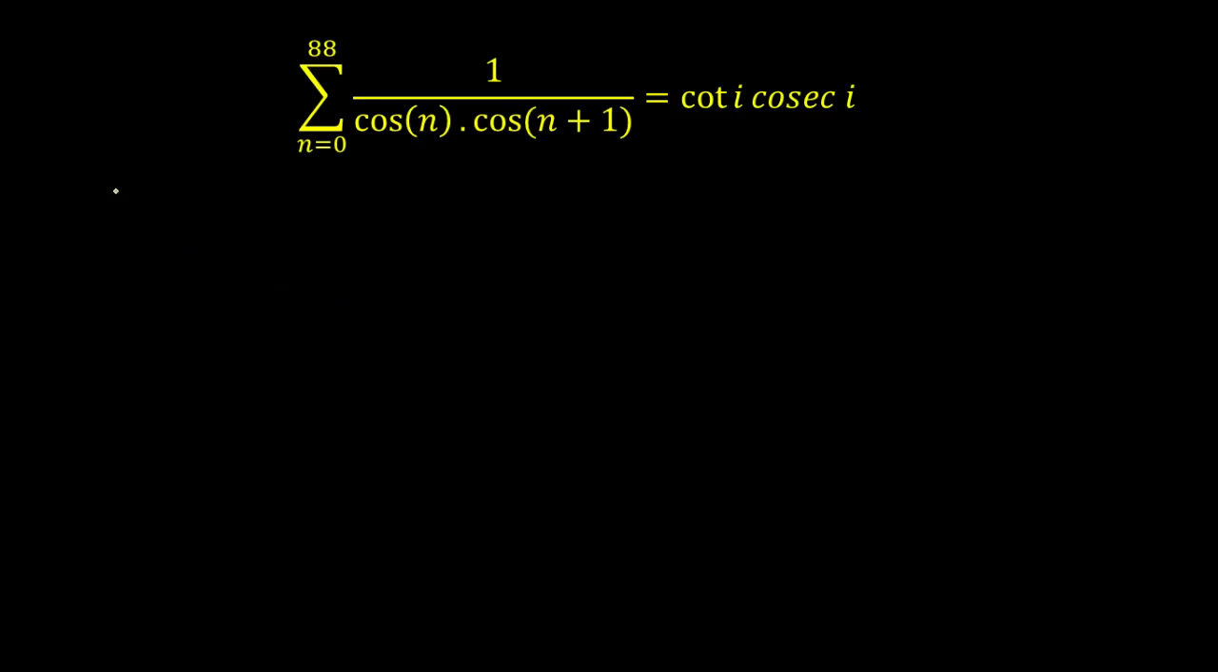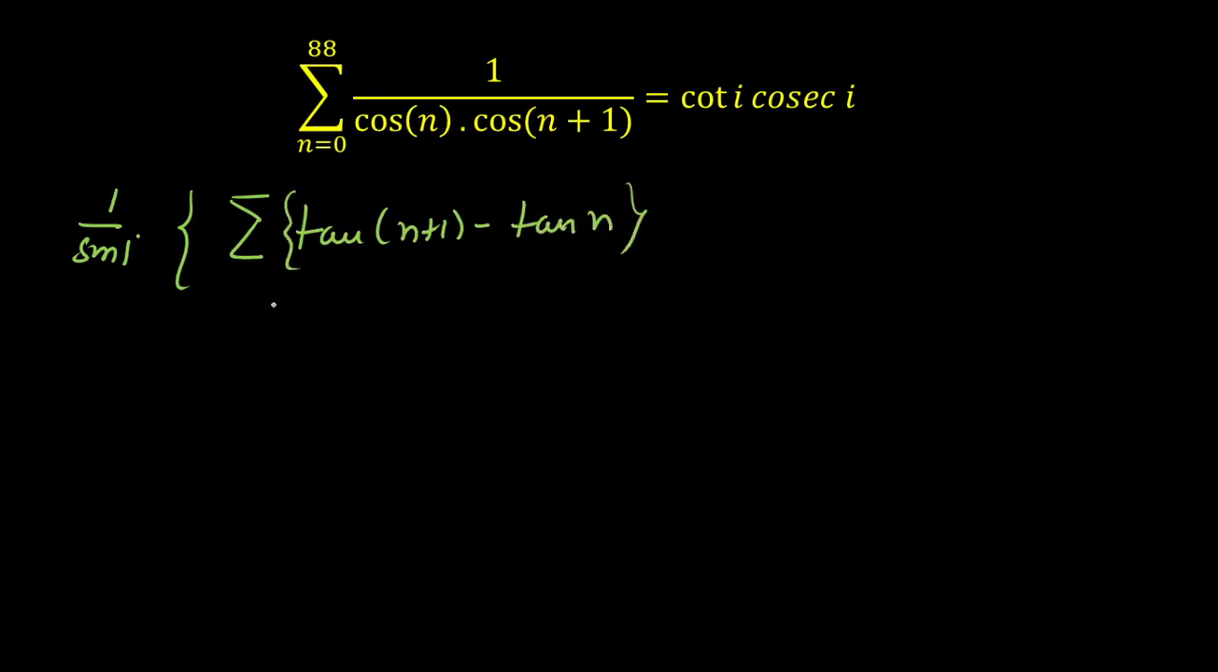So here, as I told you, we got 1 upon sine 1 degree multiplied by the summation of tan of n plus 1 minus tan of n, where n was varying from 0 to 88. Let's rewrite the series by putting in the values of n from 0 to 88. You'll see the series will be converted into a telescopic series. I'll keep 1 upon sine 1 degree outside as it is, and deal with the summation inside.